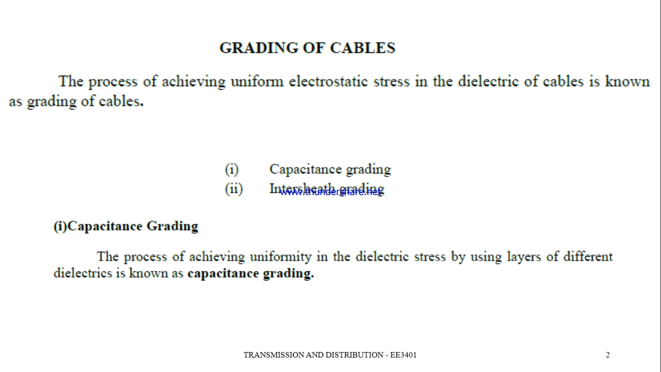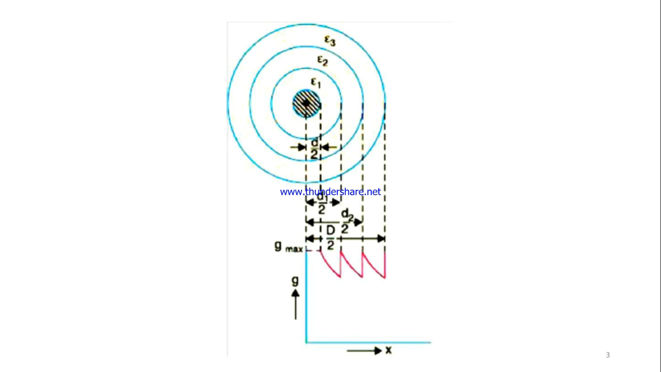We are going to have different layers of dielectrics. It is a process of achieving uniformity in the dielectric stress by using layers of different dielectrics. This is what is called capacitance grading. Here we can see that we have three different layers, and those layers of dielectrics are represented by epsilon 1, epsilon 2, epsilon 3, etc. All the three dielectric materials are different materials.